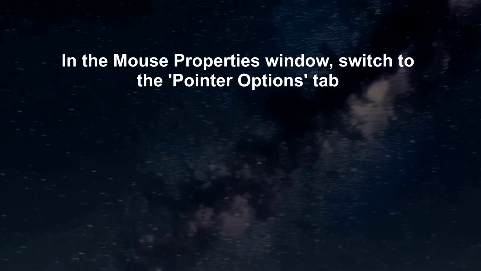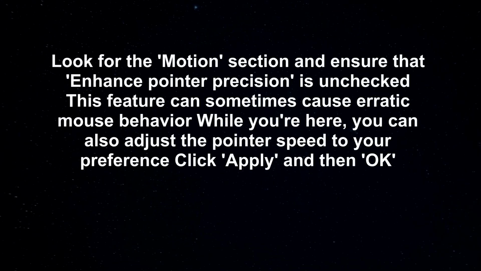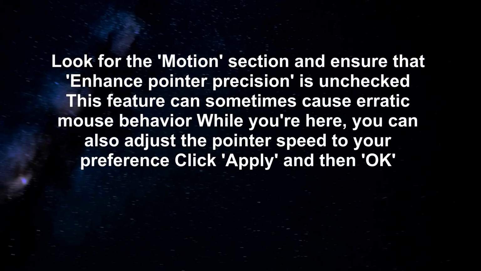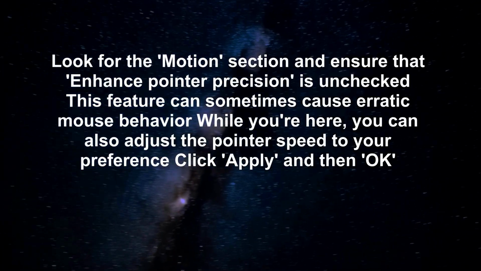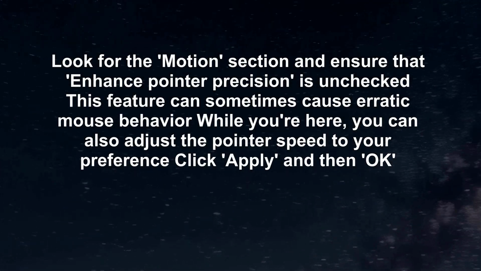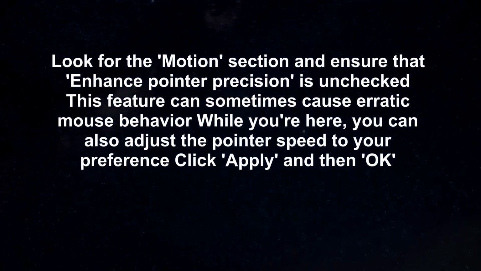In the Mouse Properties window, switch to the Pointer Options tab. Look for the Motion section and ensure that Enhance Pointer Precision is unchecked. This feature can sometimes cause erratic mouse behavior. While you're here, you can also adjust the pointer speed to your preference. Click Apply, and then OK.